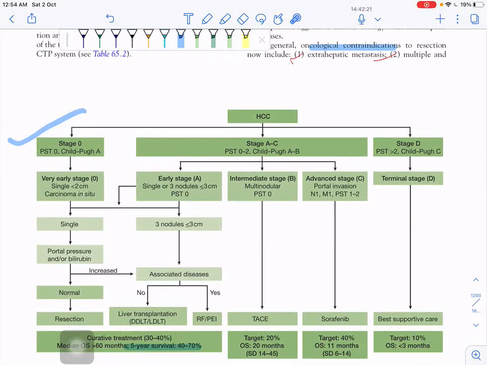And they will depend upon the size of the tumor, number of tumors, and portal invasion, nodal metastasis, everything it will depend. Just remember from back.